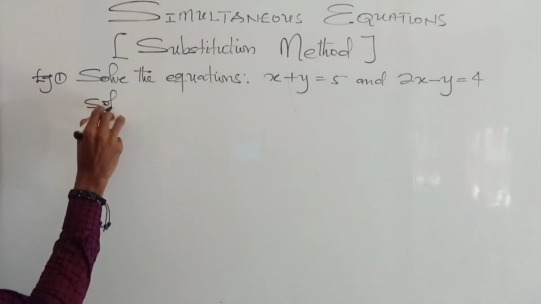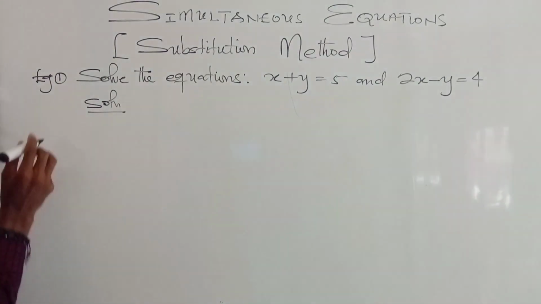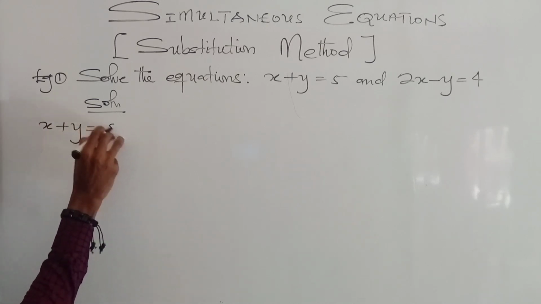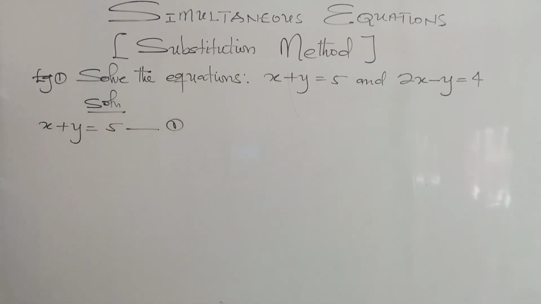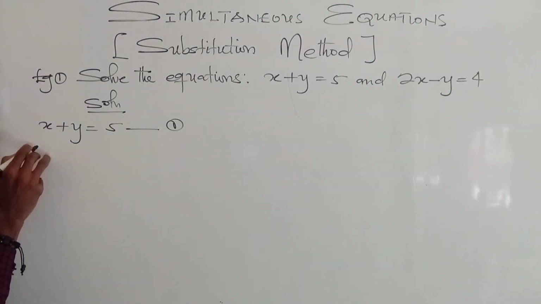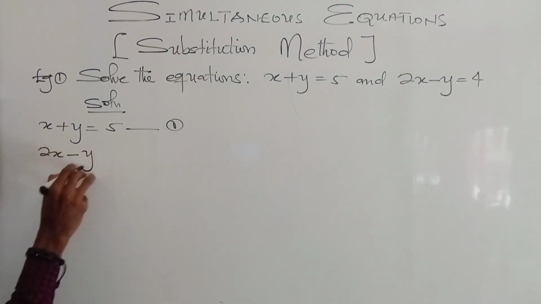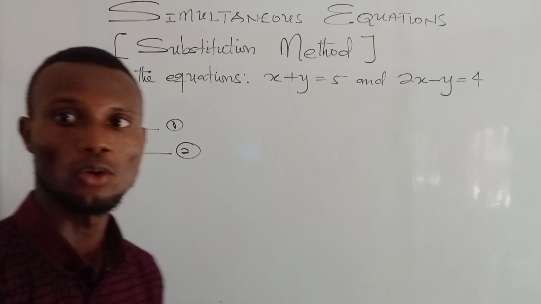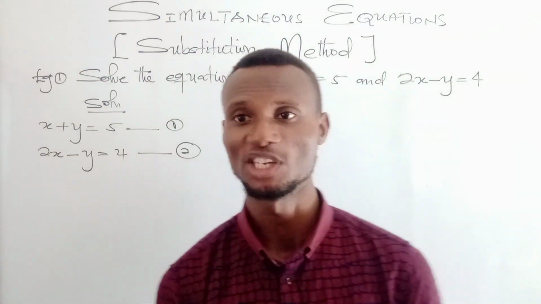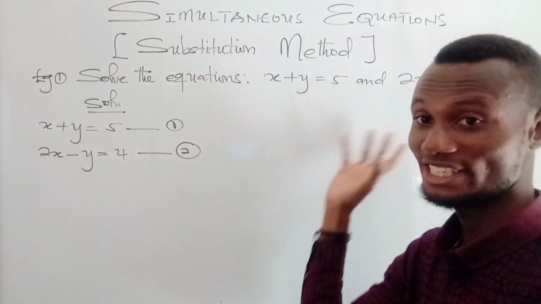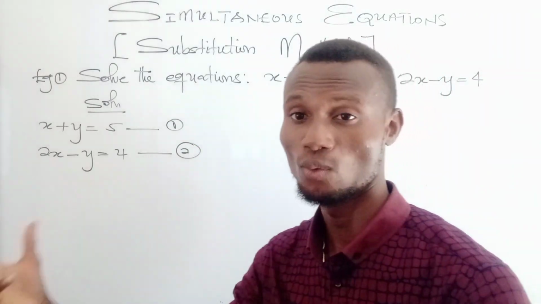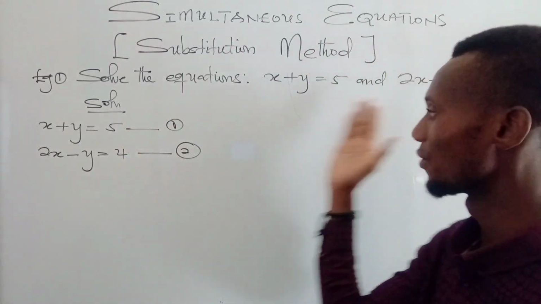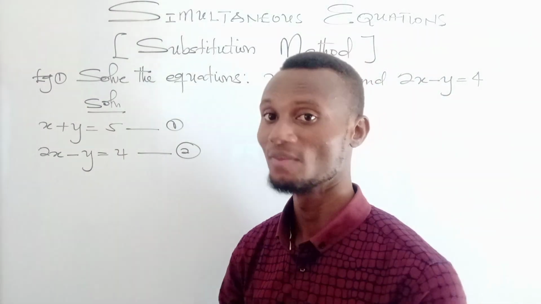So I'm going to write down my solution. I'm going to pick the first equation, which is x plus y equals 5, and label it as equation 1. Then I'll pick the next one, which is 2x minus y equals 4, and I'll label it as equation 2. I hope you understand and you agree up to this point. All that we did is to pick the equations given and label them as equation 1 and equation 2. So that's the first step.